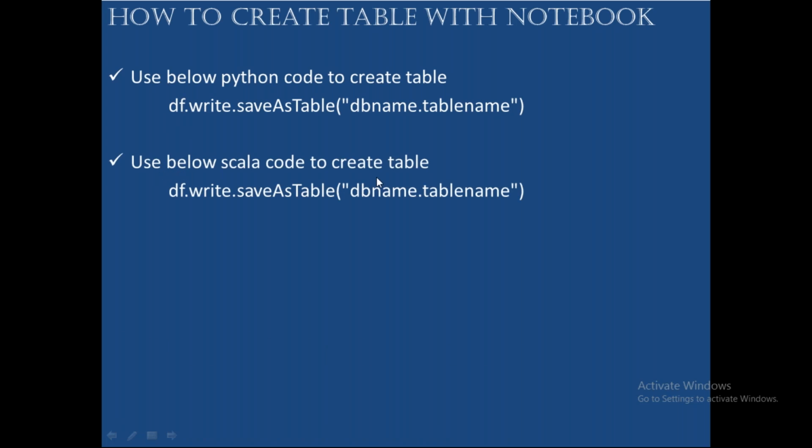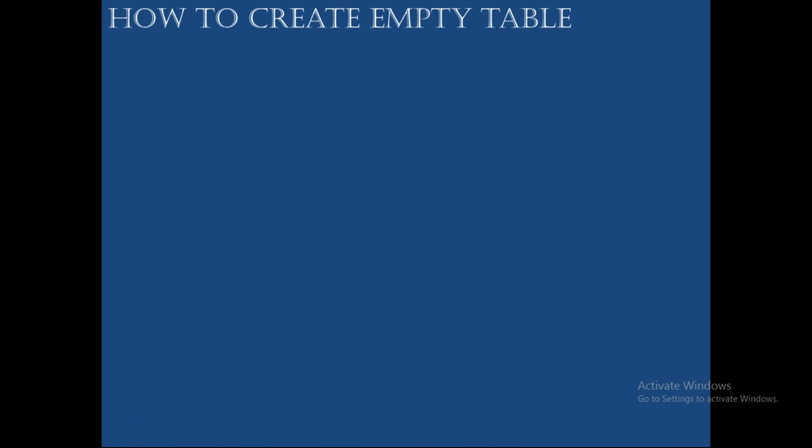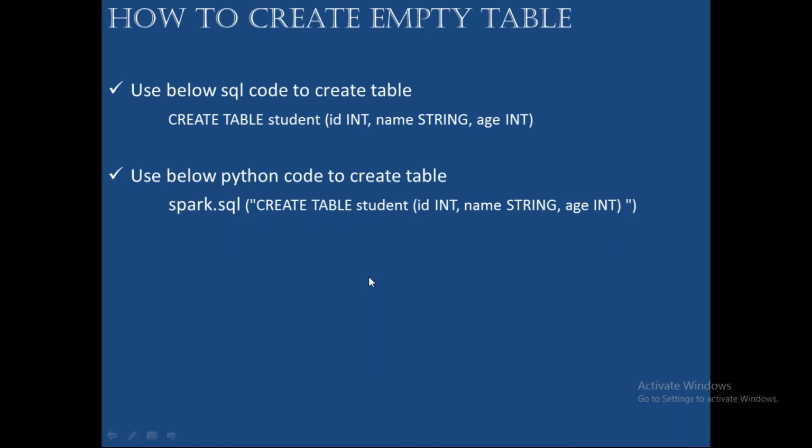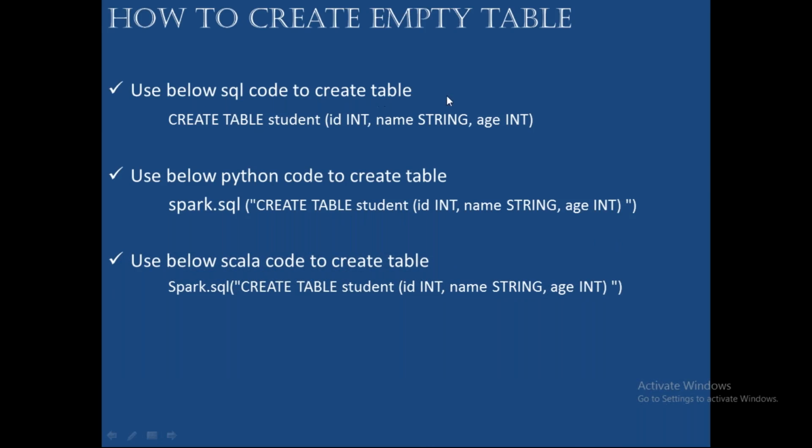Use the below Scala code to create a table. Same, see, df.write.saveAsTable. Okay, both are same. Next, let's go to how to create an empty table. That's fine. So here you can see use the below SQL code to create a table. Okay, this is the code. Sure. The Python code to create this and the Scala code to create this.